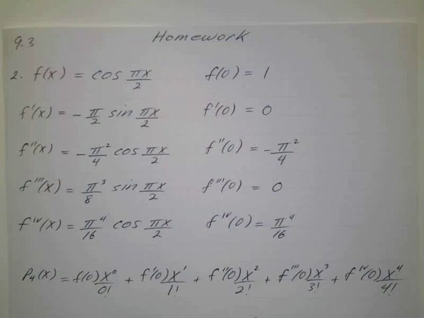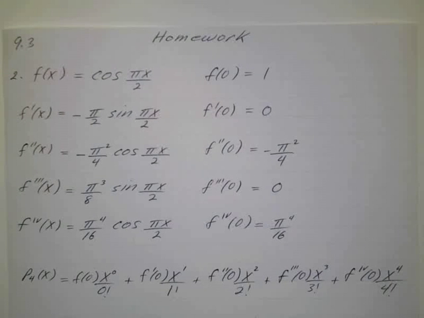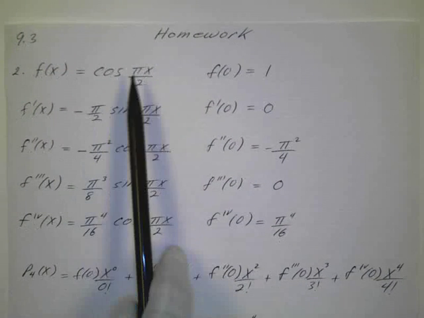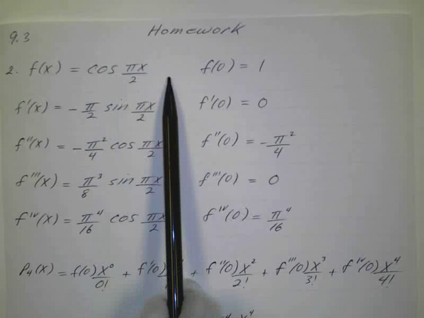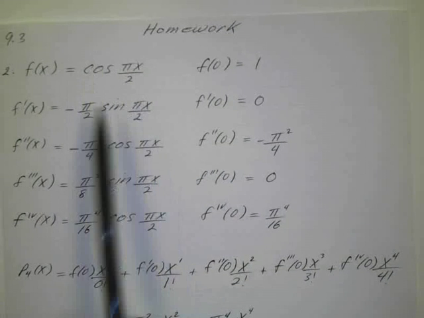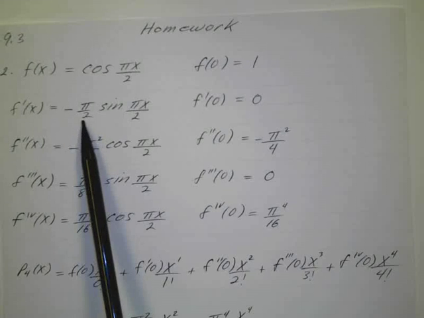Cosine of pi over 2 times x. So again, the derivative of the cosine is negative sine, the derivative of the sine is the cosine, and it's always going to be times du, so I'm going to multiply by pi over 2, because that's the derivative of my angle. So the derivative of cosine of u is negative sine of u times du, and du will be pi over 2.